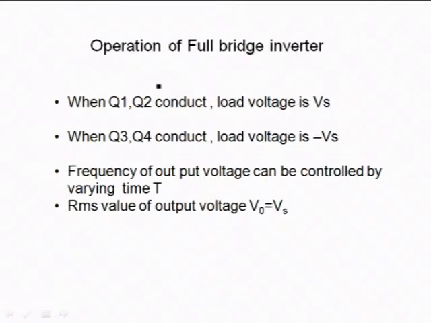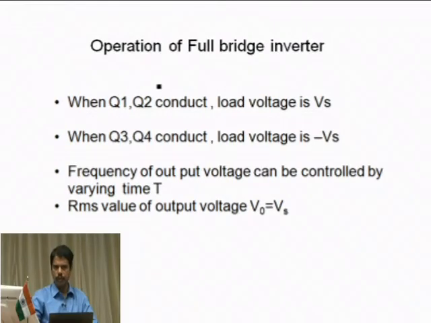This is the summary of operation of the full bridge inverter. When Q1 and Q2 conduct, the load voltage is Vs. When Q3 and Q4 conduct, the load voltage is minus Vs. The frequency of output voltage can be controlled by varying time T. The RMS value of the output voltage is V naught equal to Vs. In the half bridge inverter, it is Vs by 2, because there the source is also Vs by 2. So, here we are giving the full source voltage Vs, and the output voltage V naught is equal to Vs.